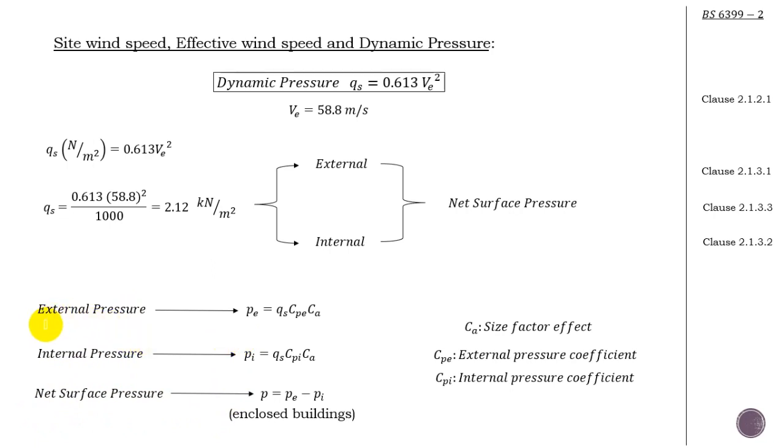But in order to do so, this is the equation for the external pressure, and you see we have the qs for both the internal and external, but there are two unknowns, the CPE and the CPI. There is also this CA, which is common in both equations. Now the CA is called the size effect factor. It's not a big deal, we'll deal with it later on, but the CPE and the CPI are coefficients, and we are dedicating this entire video and this entire part just to work out the CPE and the CPI. They are not difficult, but a bit lengthy, so let's get into it.